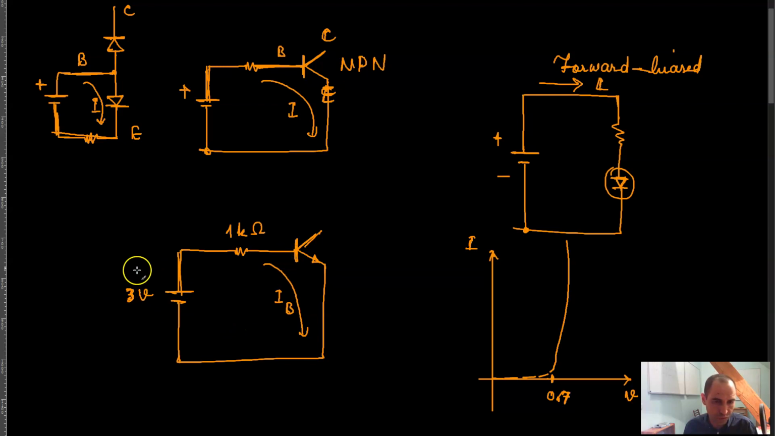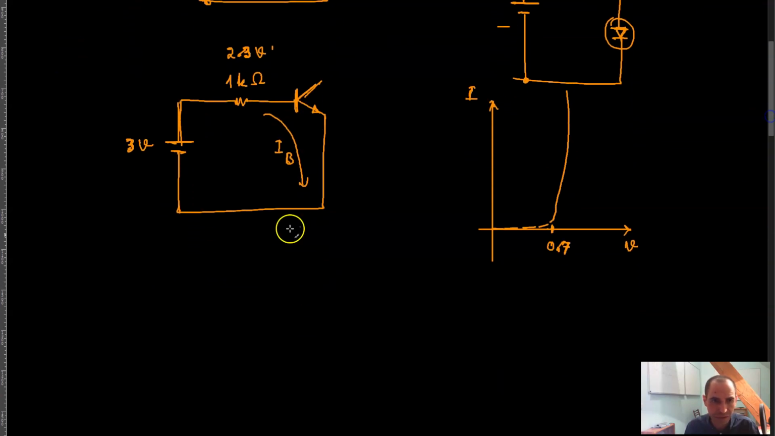So your power supply voltage is 3 volts. 0.7 volts is going to be dropped over here. That means that the voltage drop across this resistor is going to be 2.3 volts. So now you can simply use Ohm's law in order to calculate the current going through this resistor, and that is V equals IR.